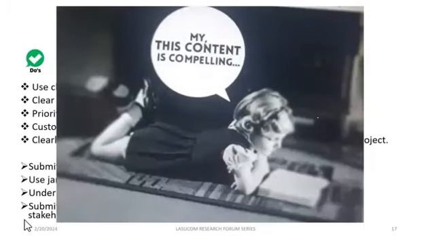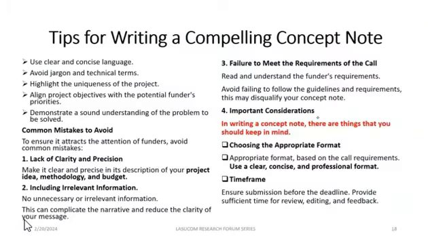At the end of it, you read through your concept note and you ask yourself, this content, is it compelling? It has to be compelling to attract those funders. What are the tips for writing a compelling concept note? Like I said, I've gone through some of them.